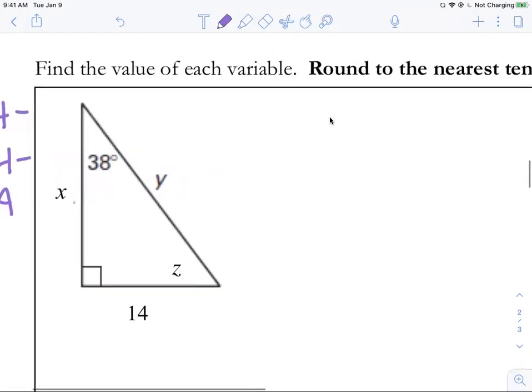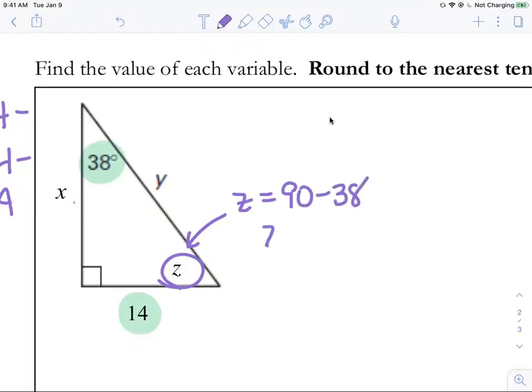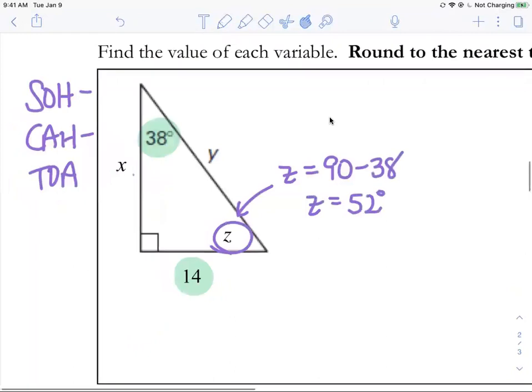So for this problem, we have 38 degrees given. We have 14 given. Now remember that for z here, the easiest variable to solve for would be just subtract from 90. 90 minus 38, z is 52 degrees. Now you could add all of them up to 180 and subtract off. That's not really necessary though when you know the 90 degrees is already 90 out of the 180.